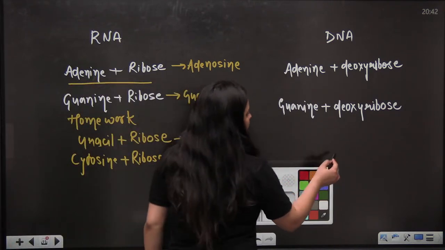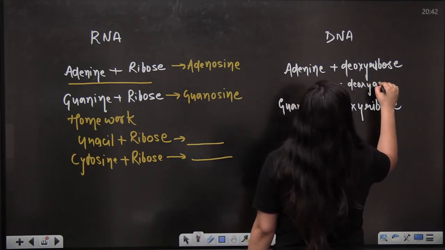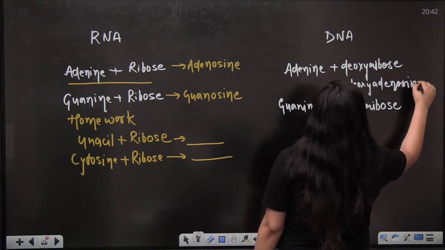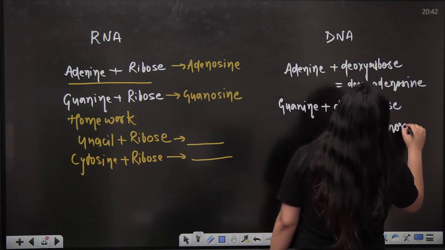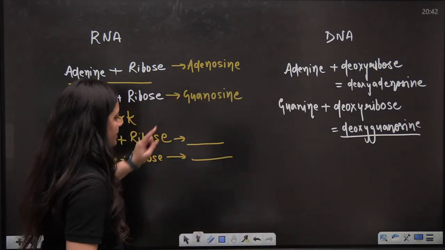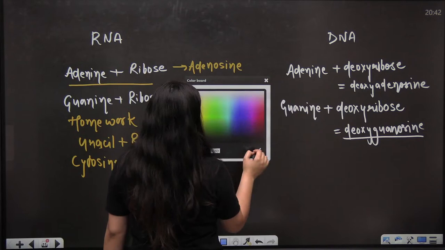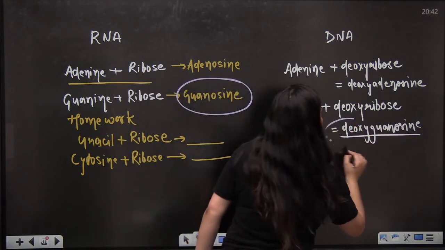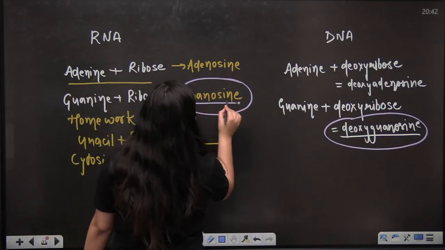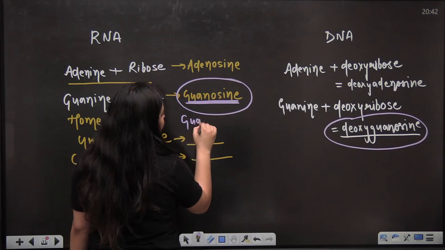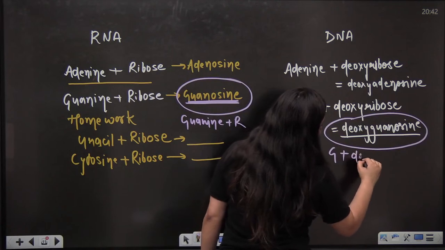So that's your homework. Now, when it is adenosine plus deoxyribose, obviously it is deoxyadenosine. Here it is deoxyguanosine. By just looking at this, one is guanosine, another is deoxyguanosine. So by looking at it, you should judge that here you are talking about guanine plus ribose, meaning RNA. Here you are talking about guanine plus deoxyribose.